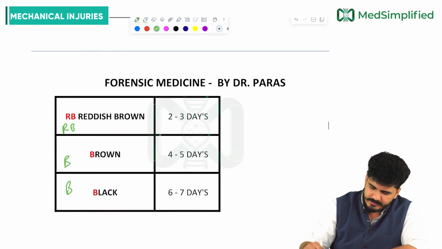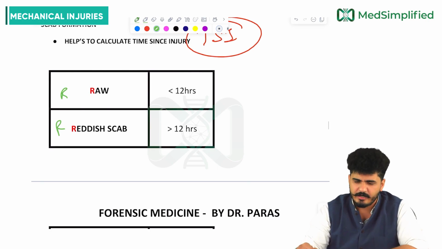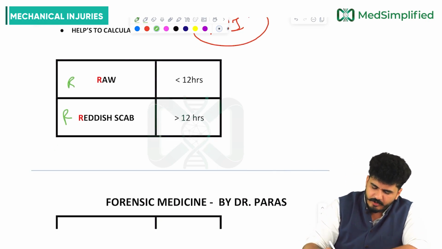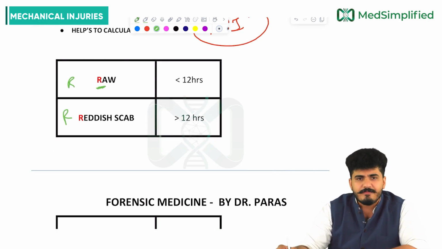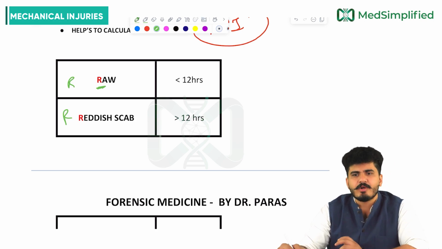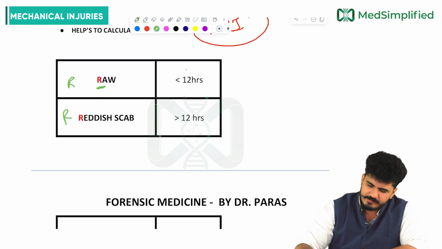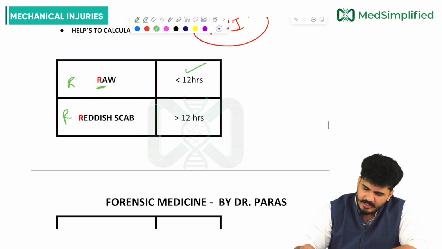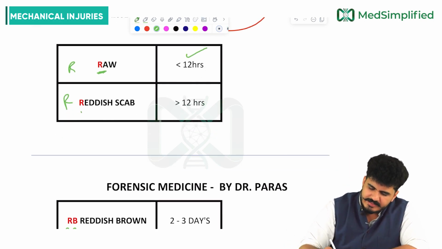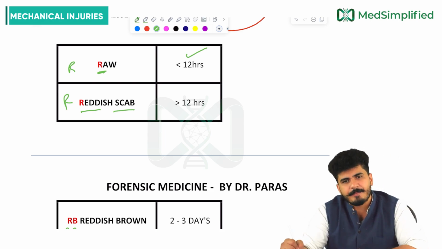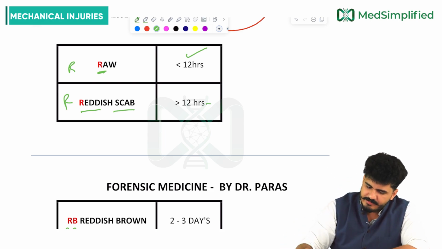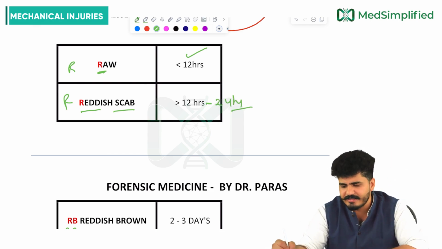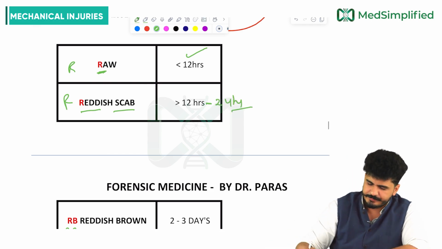RB. So very simple to remember. R for raw. If the color of the scab is raw, my dear friends, the time since injury is less than 12 hours. If the color of the scab is reddish scab, my dear friends, then the time since injury would be 12 to 24 hours. More than 12 hours, less than 24 hours.